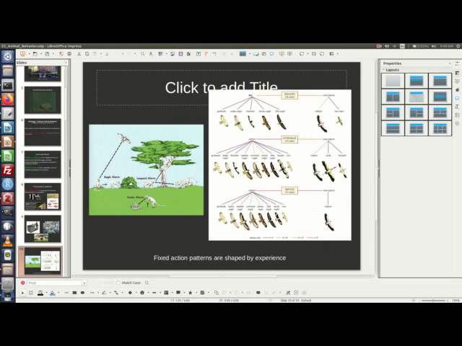As the baby grows and gets more experience, it learns to distinguish between different types of birds, and it learns more words for them, and the other members of the tribe begin to take the baby more seriously. This is a good example of fixed action pattern being shaped by experience.